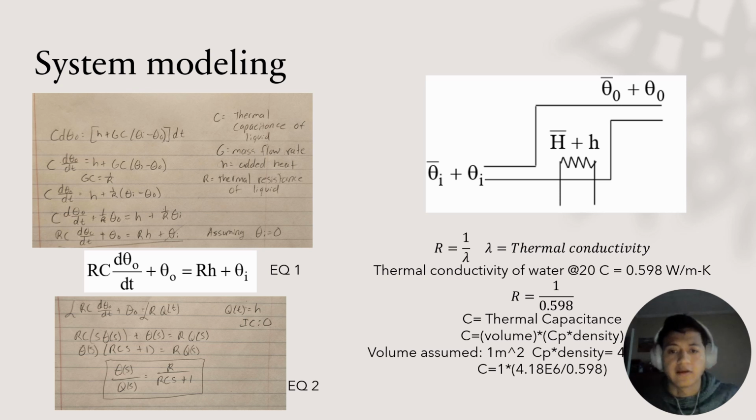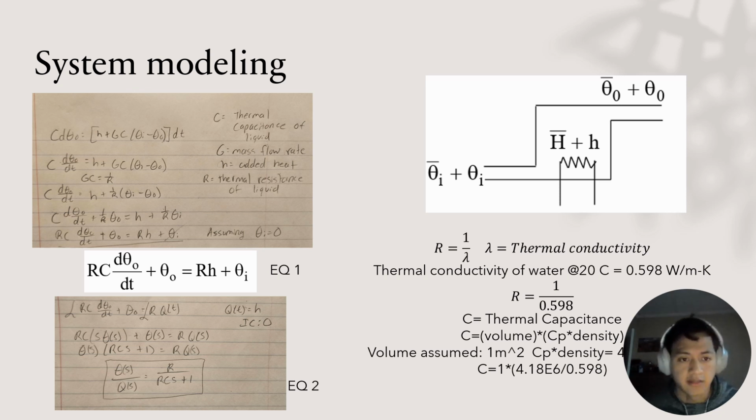Here is a model of how I chose to simplify this system. As you can see here, the Q would be just the engine adding energy to the system. Theta I is the input temperature of the coolant. Theta O would just be the output temperature of the heater core.